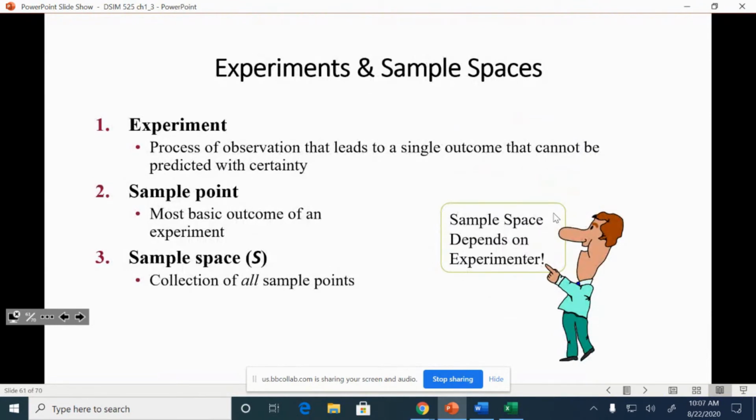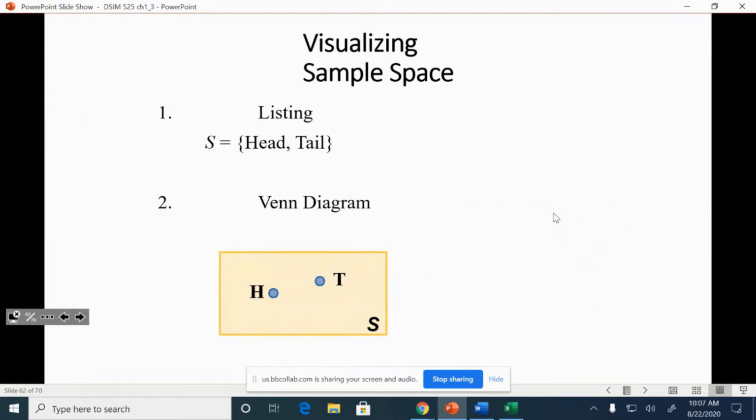So some more terminology. An experiment or a trial is a process of observation that leads to a single outcome that cannot be predicted with certainty. We have a sample point, the most basic outcome of an experiment, and we have our sample space, which is a collection of all sample points. So with heads or tails, we can either get a head or a tail, and that creates our sample space. Let's say there was a dice, then we would have 6 in our sample space: we can get 1, 2, 3, 4, 5, 6.